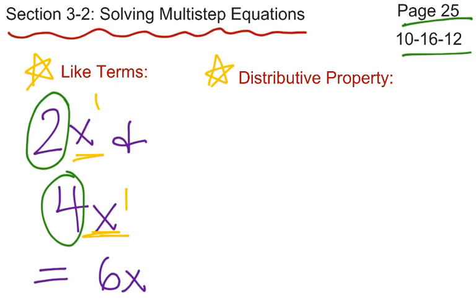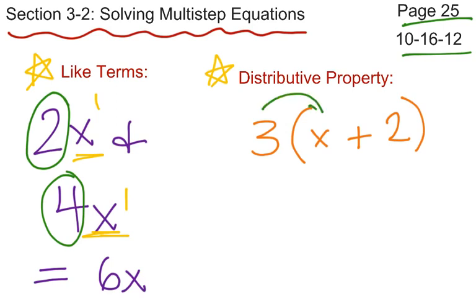The second thing I'd like to review with you is the distributive property. The distributive property combines multiplication with either addition and or subtraction. For example, if you have 3 times the quantity x plus 2, what this is telling us to do is to multiply the 3 times everything inside the parentheses, only inside the parentheses. If there's stuff outside, we don't distribute to anything outside the parentheses. And again, when you distribute, you multiply.